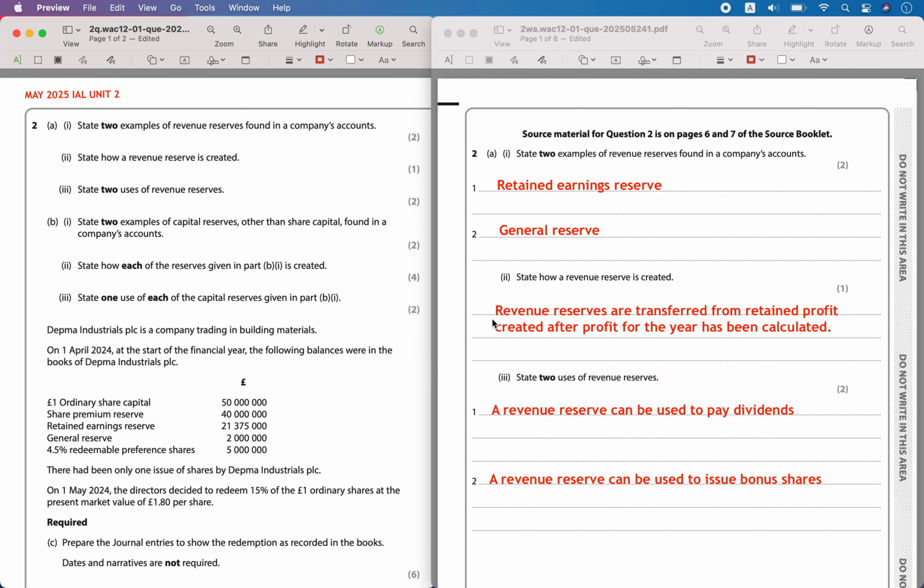Hello, today we are solving May 2025 paper IAL Unit 2. Question number 2. State two examples of revenue reserves found in a company's account.